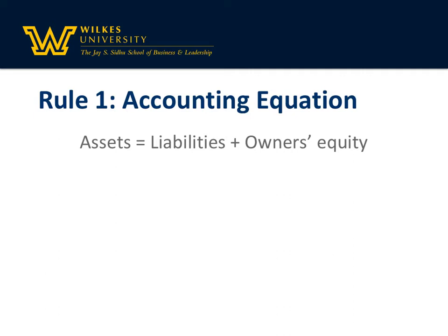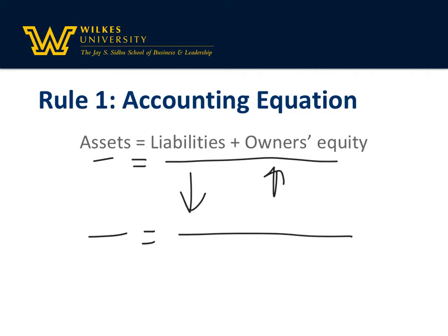It really doesn't matter what accounts change as long as assets is equal to liabilities plus owner's equity. So it's okay to have one asset increase and one asset decrease. You could have one asset increase and a liability increase. You can have a liability decrease and owner's equity increase. Any combination is possible as long as assets is equal to liabilities plus owner's equity.